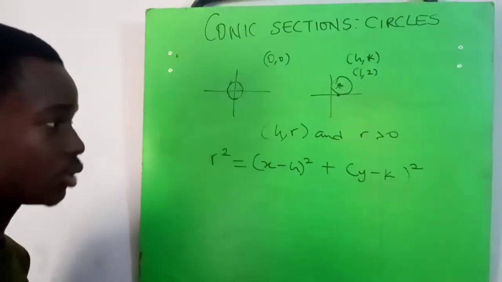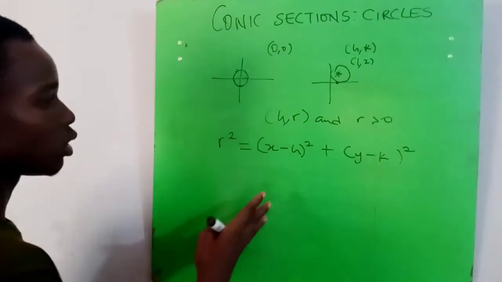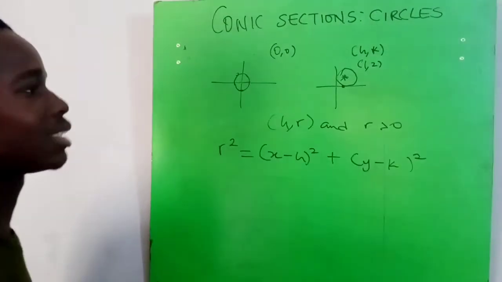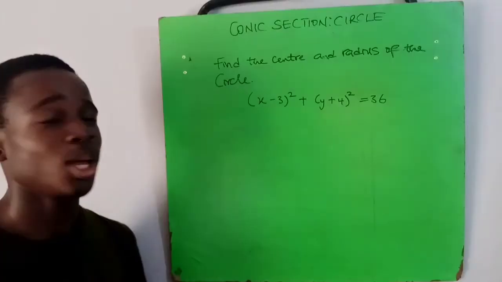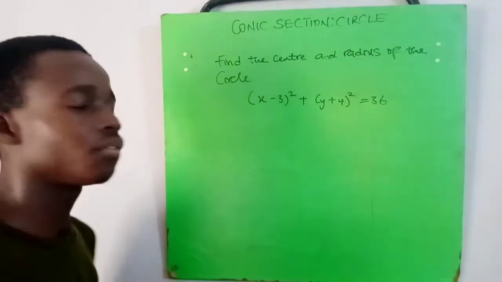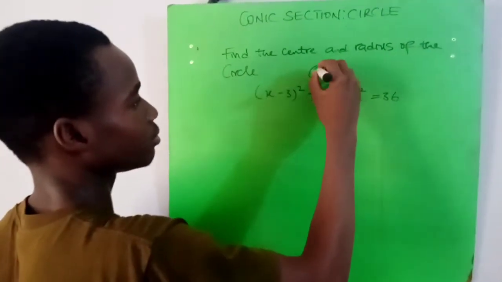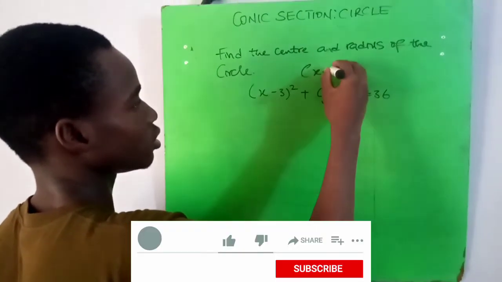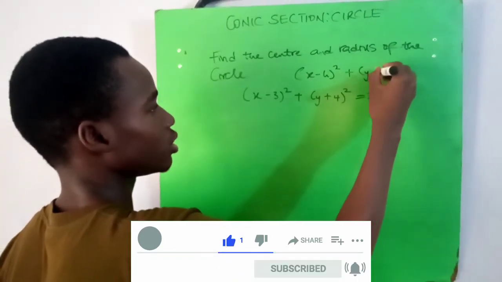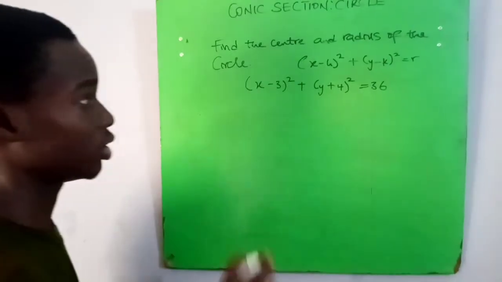So now that we have understood the basics of circle, let's move over to solving questions on circle. How can we get the equations of a circle? How can we get the coordinates of a circle? So we have: find the center and radius of the circle. The first thing to do is you write down the general formula. So we have x minus h squared plus y minus k all squared equals r squared. So this is the general formula.